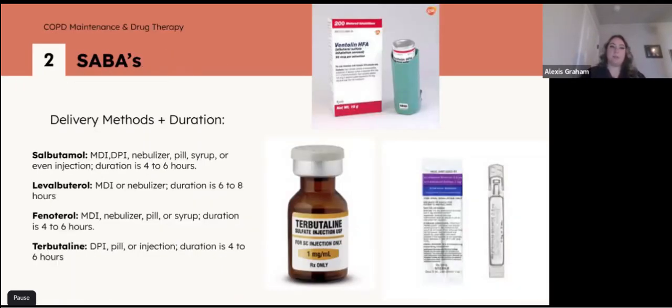So we're going to talk about the short-acting beta agonists. So these are the delivery methods and duration, and a few pictures of them. So salbutamol, it can be delivered through an MDI, dry powder inhaler, or nebulizer, pill, syrup, or even injection. And the duration is 4 to 6 hours. Levalbuterol can be delivered through an MDI or nebulizer, and this is 6 to 8 hours.